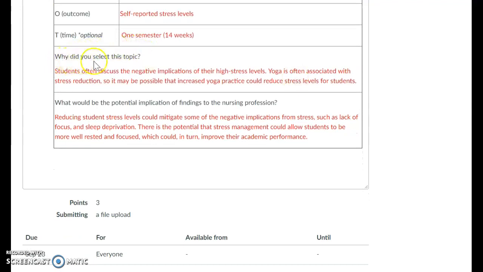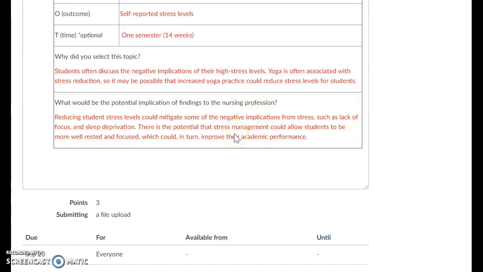So you need to also answer, why did you select the topic? On mine, as a little sample, I have students often discuss the negative implications of high stress levels. Yoga is often associated with stress reduction, so it may be possible that increased yoga practice could reduce stress level for students. You need to put a little explanation for why you selected your topic. And then you also need to answer, what would be the potential implications of the findings to the nursing profession? Again, you can read my little blurb in there as well.